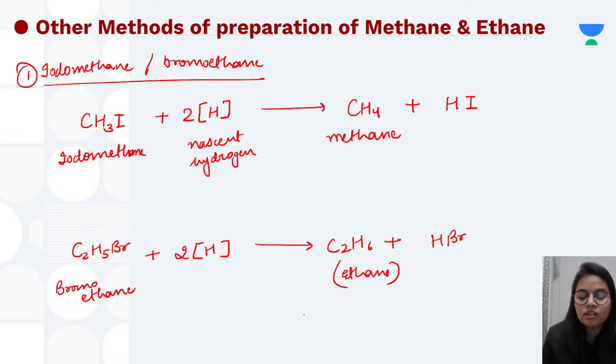Now how to produce nascent hydrogen? It is produced by the action of zinc powder and dilute hydrochloric acid, or zinc-copper couple in alcohol. So this is how we have nascent hydrogen, and because of the nascent hydrogen reacting with iodomethane or bromoethane, we can get methane and ethane respectively.